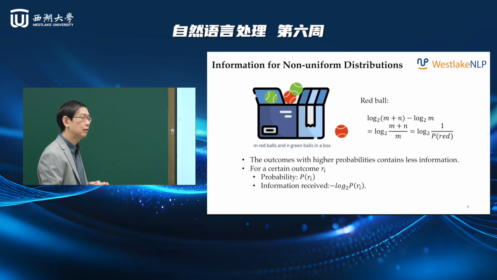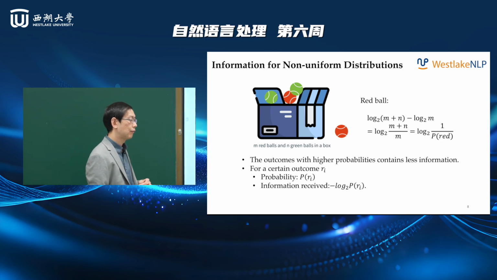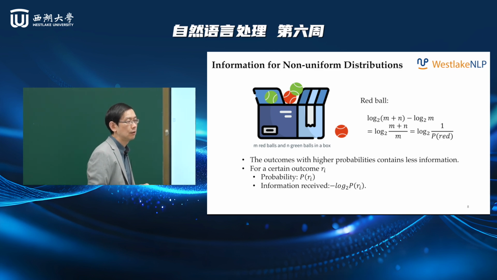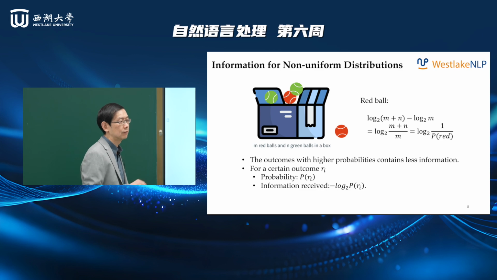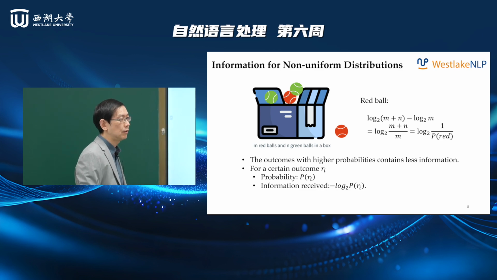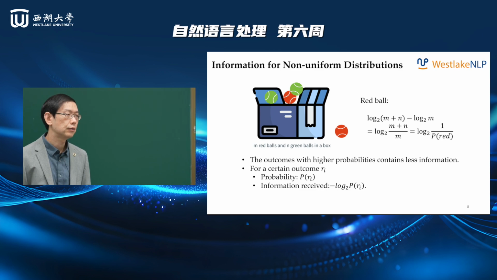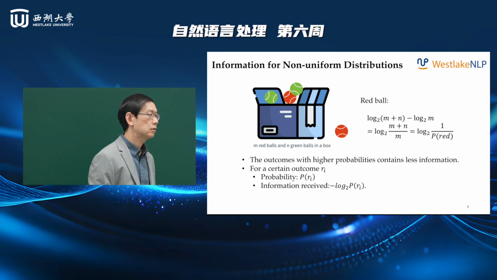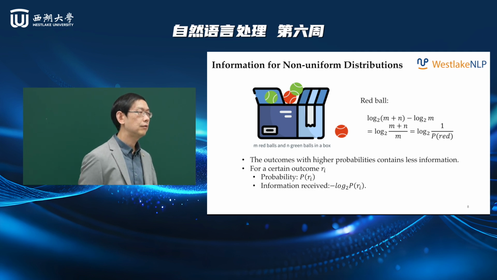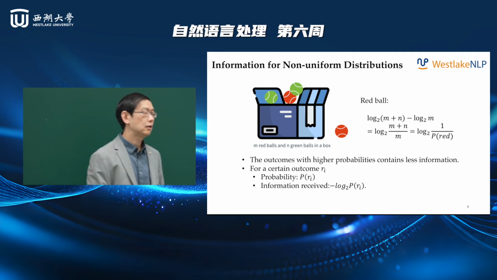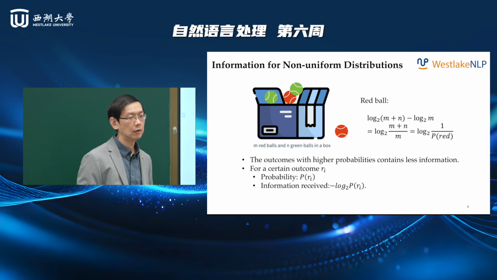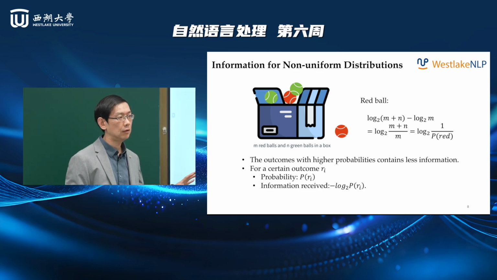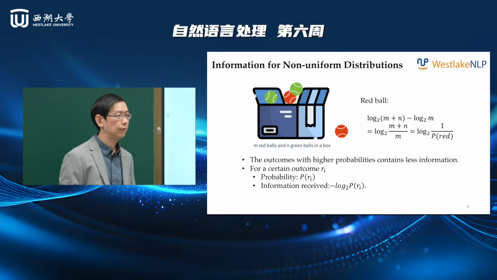After I tell you that this is a red ball, your ambiguity becomes 5. So the information I give you is log2 8 minus log2 5, so log2 8 over 5. Similarly, if I tell you this is a green ball, then it's log2 8 over 3. So original ambiguity minus the new ambiguity.